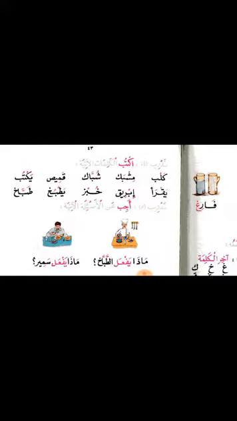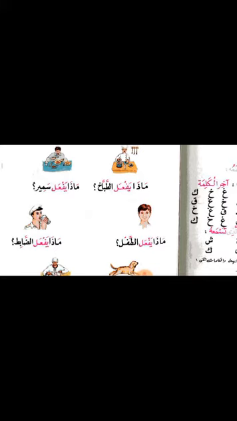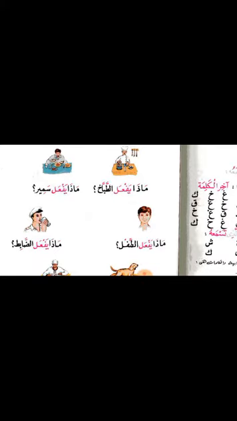Okay. Ajib an al-as'ila at-tiyah: answer the following questions. ماذا يفعل الطباخون? What is the cook doing? يطبخون. Okay, at-tabakhu yatbukhu. The chef is cooking.